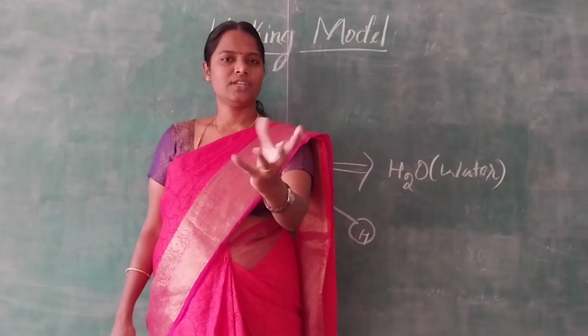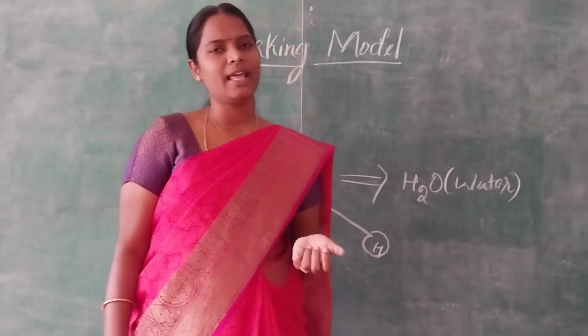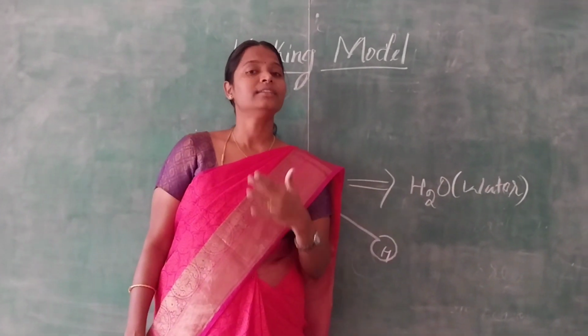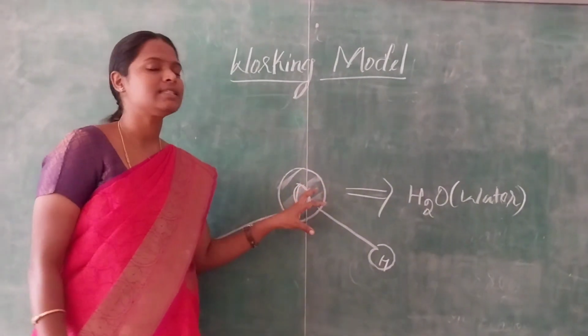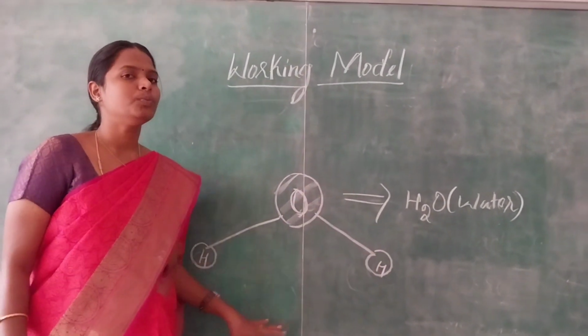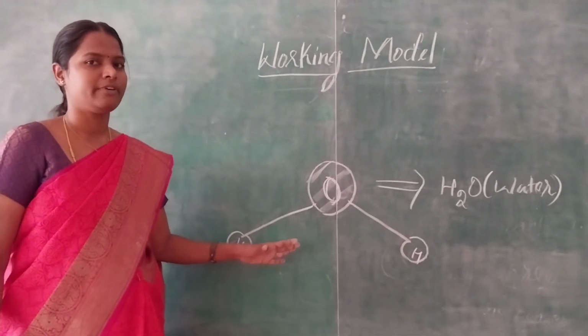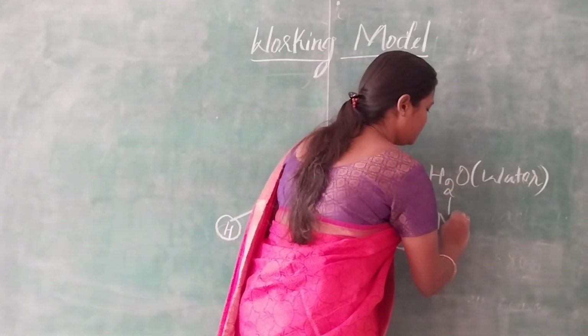What is this? Just like that, you can ask your students. That time they can say, ma'am, this is a ball, this is a stick. You can get funny comments. After that you can start your explanation. The center part is oxygen and 2 balls are represented as hydrogen. So this setup is for H2O. This is what? Molecule.